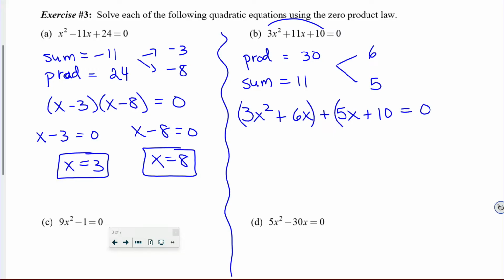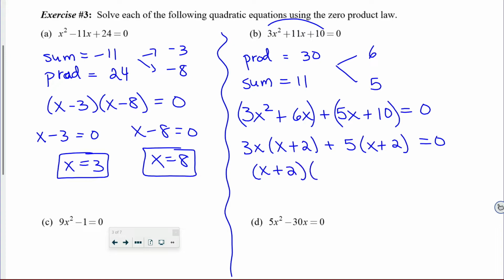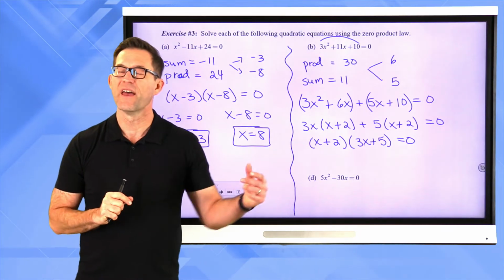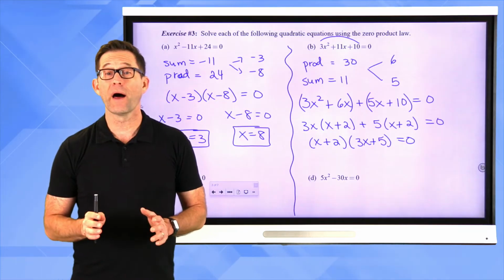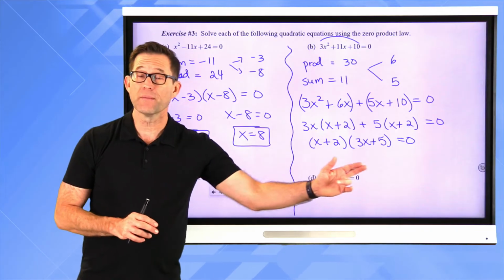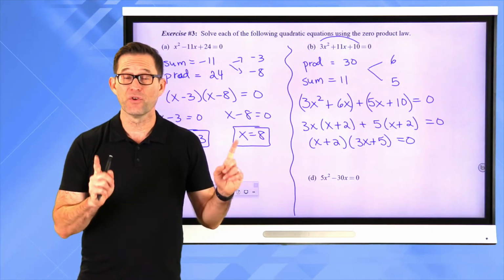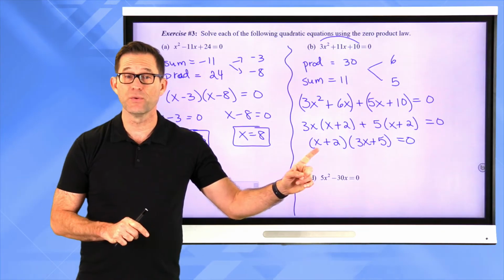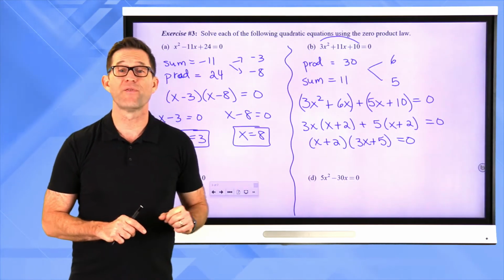I'll now factor this by grouping, which means I will factor a 3x out of that, and I'll factor a 5 out of that. And finally, I can now factor an x plus 2 out of those common, more complicated expressions. And I'm left here. Now that took me a little while to get all the way to the point where I started in exercise number 1. But once I'm at this part, then I can create two very simple equations: x plus 2 is equal to 0, and 3x plus 5 is equal to 0.